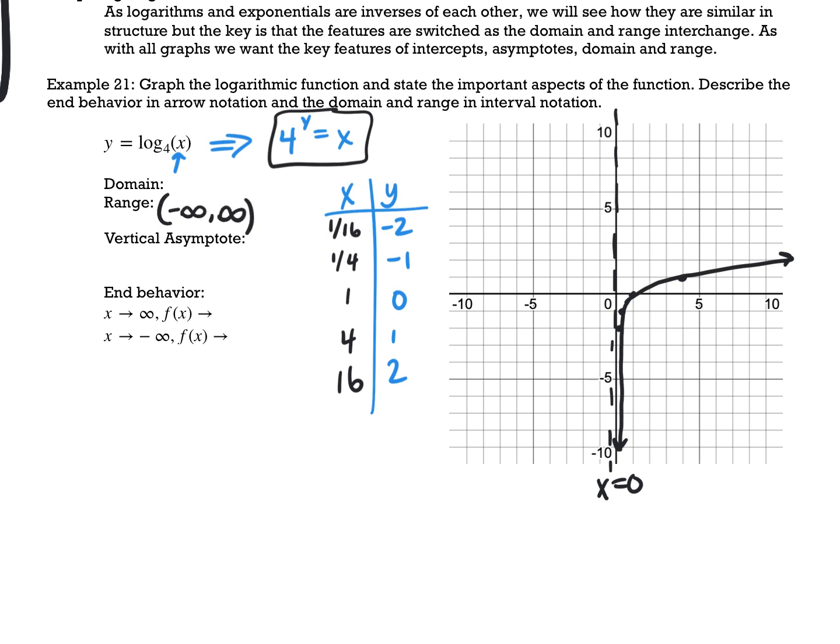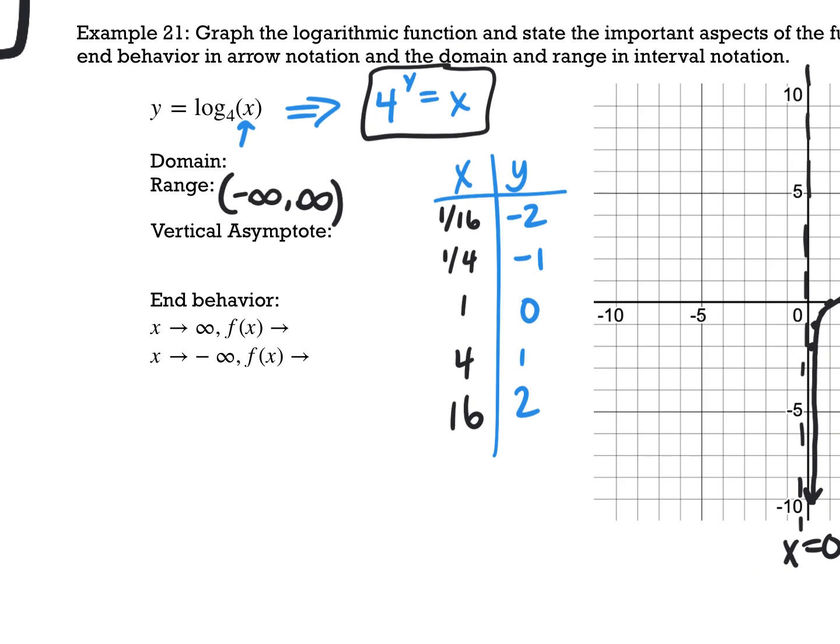We know that the range of an exponential depends on the asymptote, and what we see here is that we have a vertical asymptote at x equals 0, so the domain of this logarithm will depend on that asymptote. It will go from 0 to infinity. That asymptote is at x equals 0.